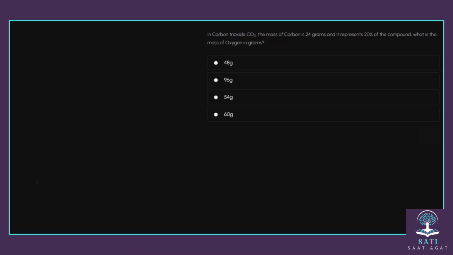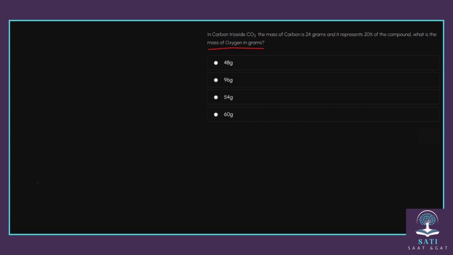In carbon trioxide, that means we have one carbon atom and 3 atoms of oxygen in each molecule of carbon trioxide. The mass of carbon is 24 grams and it represents 20% of the compound. What is the mass of oxygen in grams? Good. So here now, what is the mass of oxygen in grams?